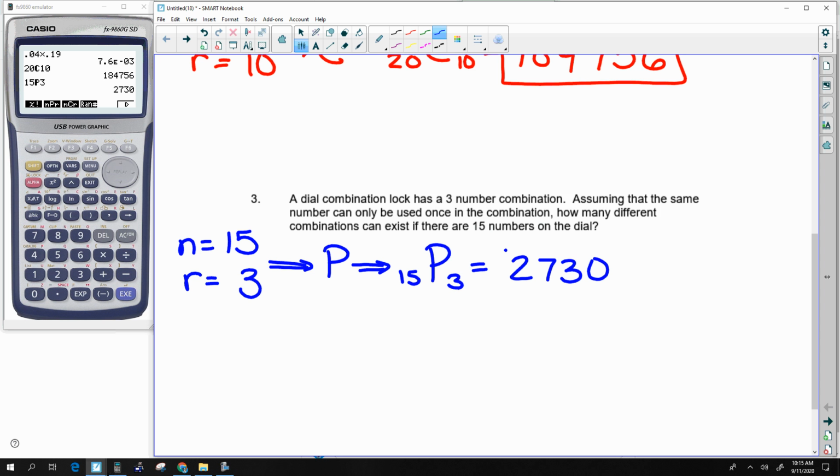So there would be 2,730 different potential combinations that would unlock that lock.